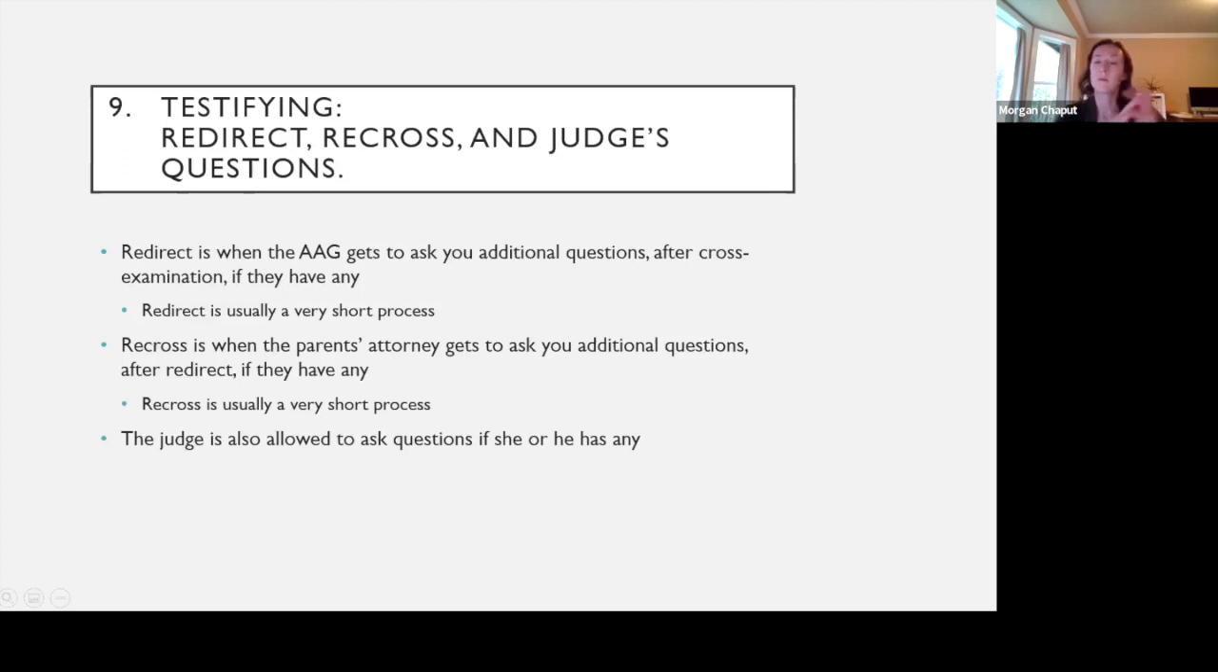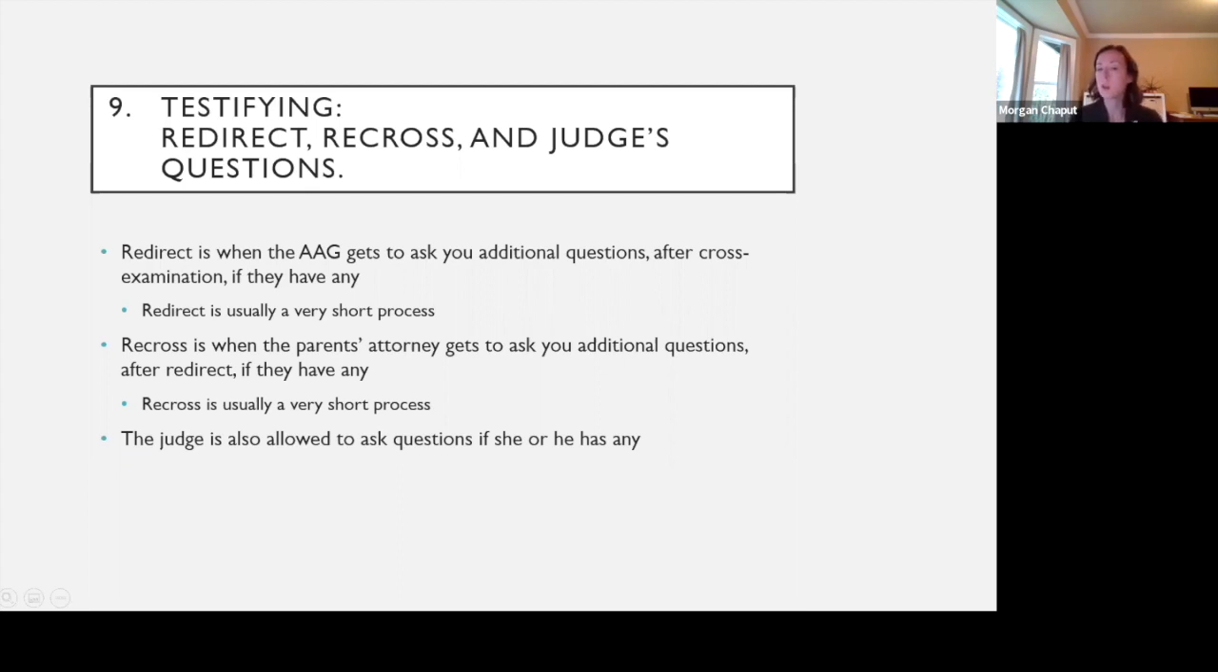Okay, then your testimony is getting wrapped up. There's redirect, recross, and then judges' questions. So the AAG has done their direct examination, then the parents' attorneys have done their cross-examination, and then it goes back to the AAG to do what's called redirect. That's when the AAG gets to ask you additional questions after cross-examination, if they have any.